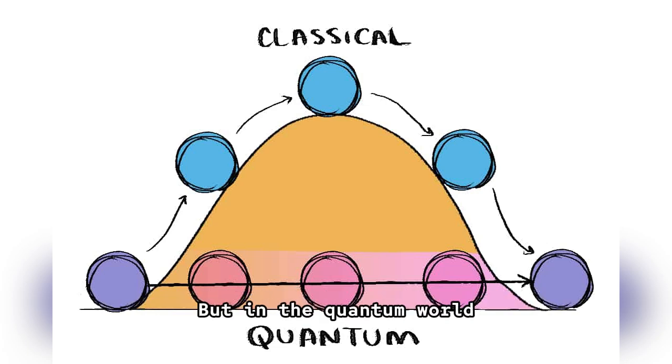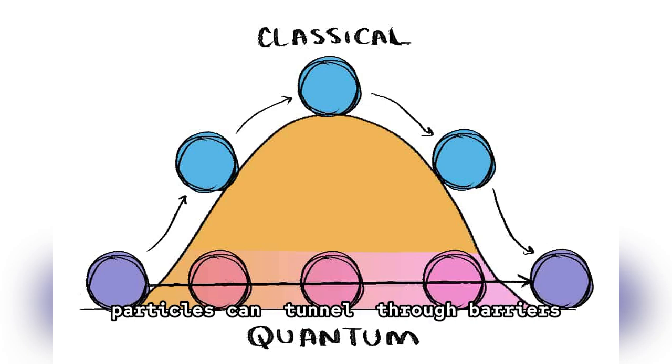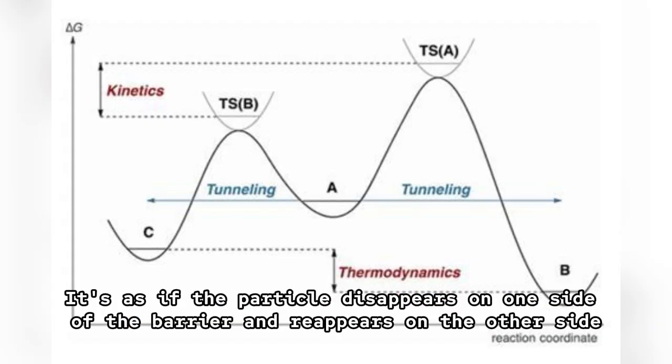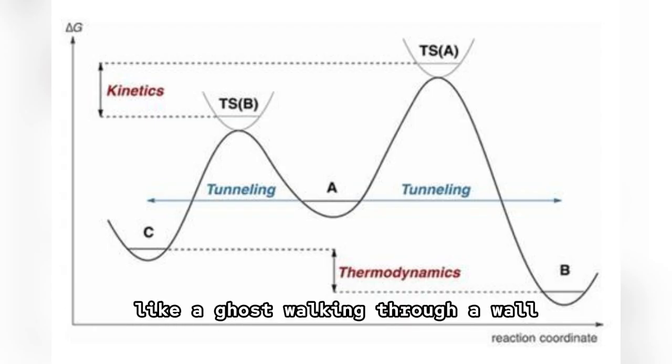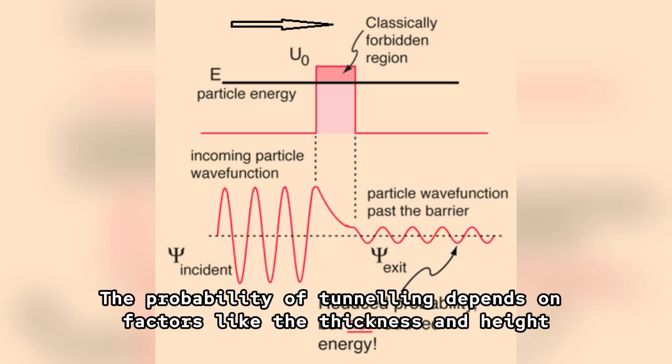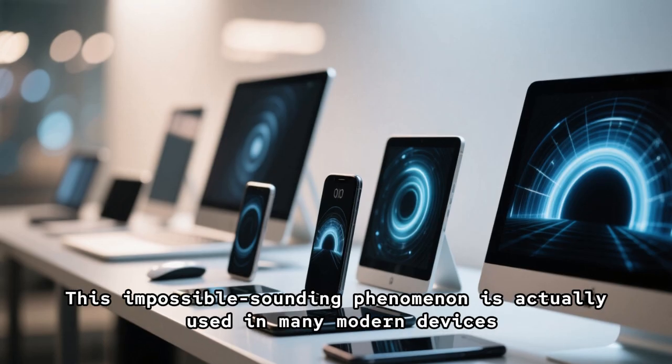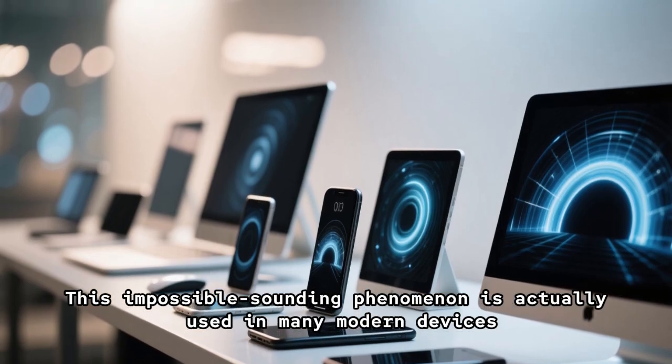But in the quantum world, particles can tunnel through barriers, even when they don't have enough energy to go over them. It's as if the particle disappears on one side of the barrier and reappears on the other side, like a ghost walking through a wall. The probability of tunneling depends on factors like the thickness and height of the barrier and the mass of the particle. This impossible-sounding phenomenon is actually used in many modern devices.